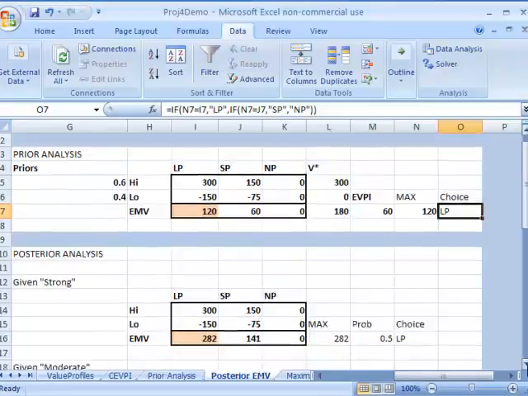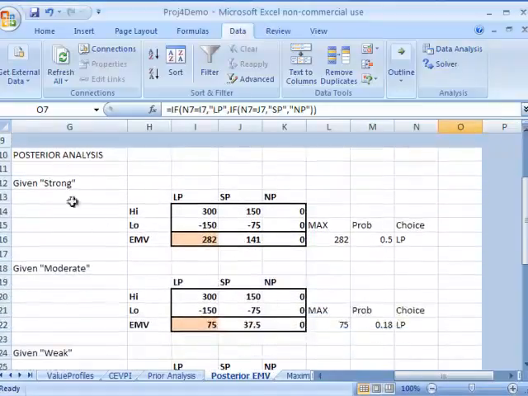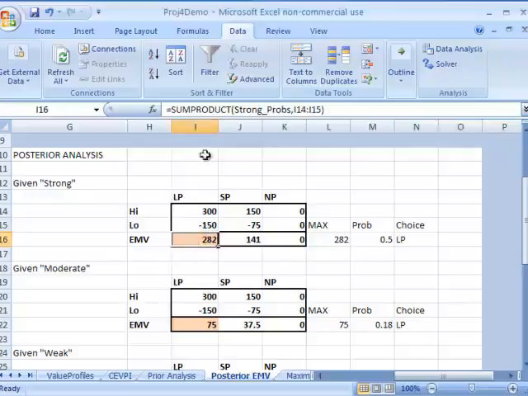That's for review. But now the new part is the posterior analyses, which follow the receipt of information about the market test result. So if the market test result was strong, these expected values are now going to be computed with some strong probs all the way across. Okay, we're going to use strong probs now instead of prior probs.